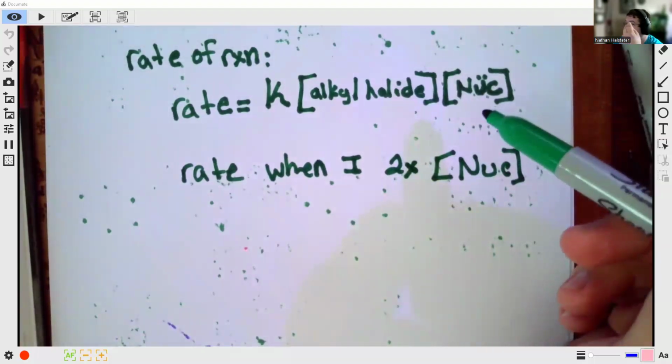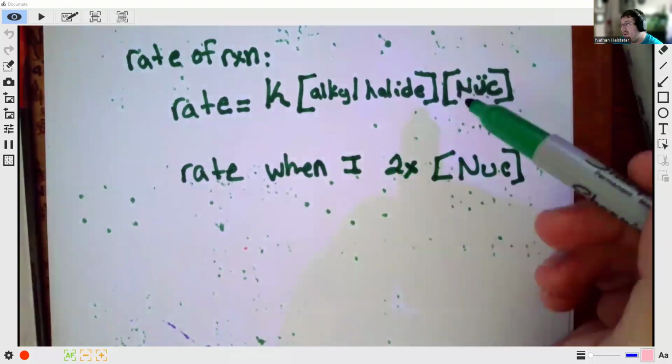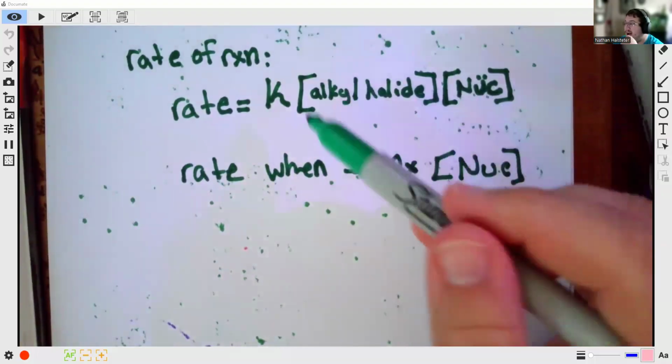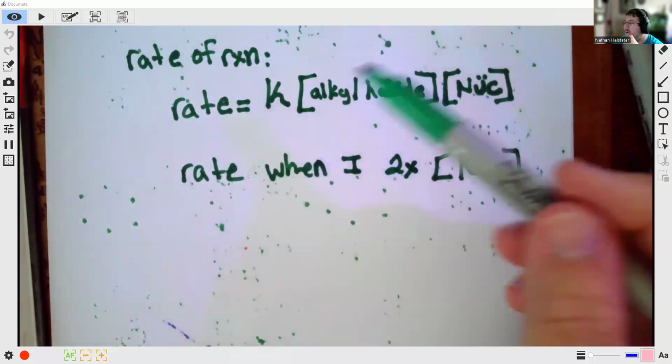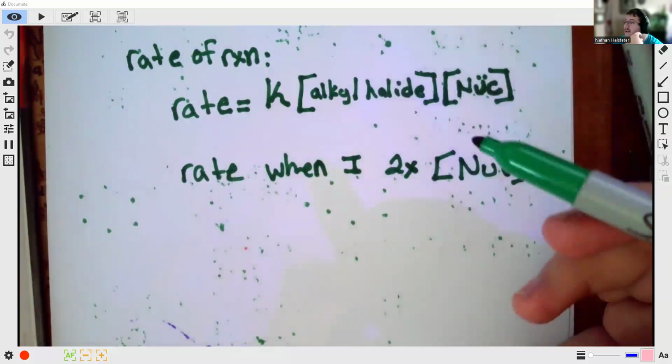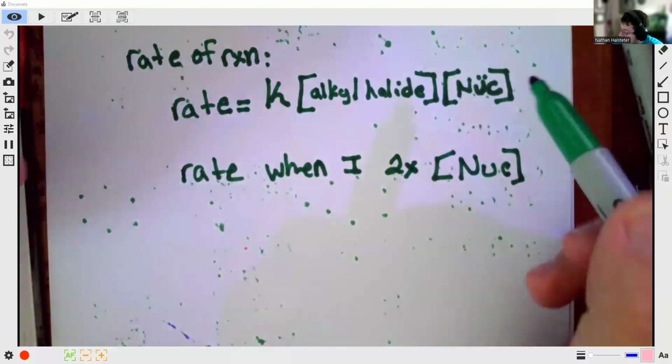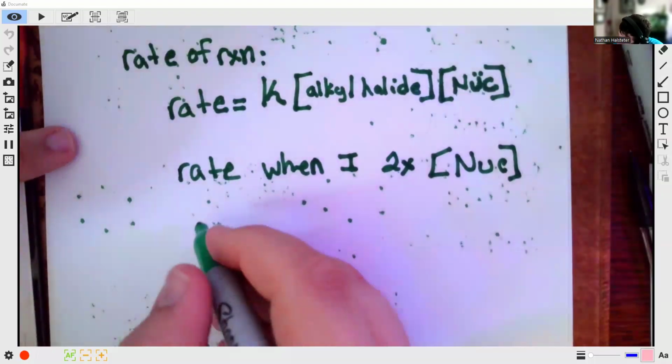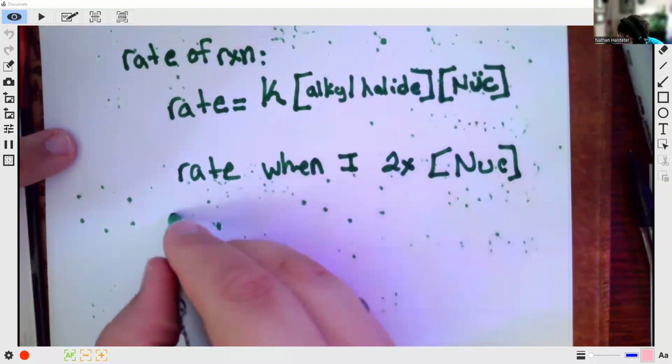I could ask about, what if I times it by 4? What if I divided it by 4? I could do a bunch of different things to modify our rate. So knowing how this plays in is important. So what will happen to the rate?